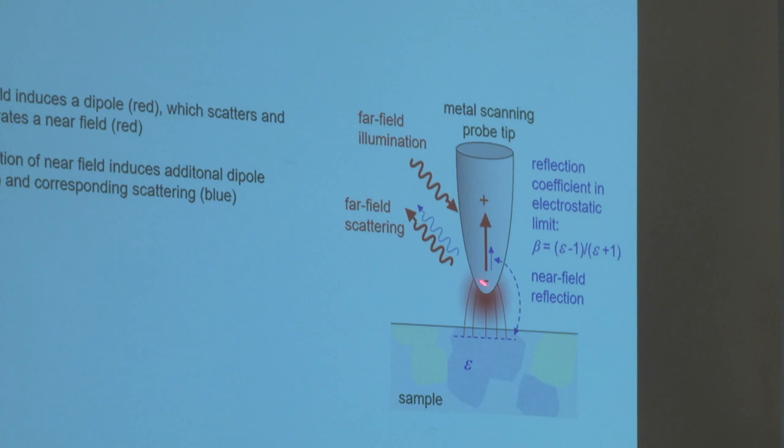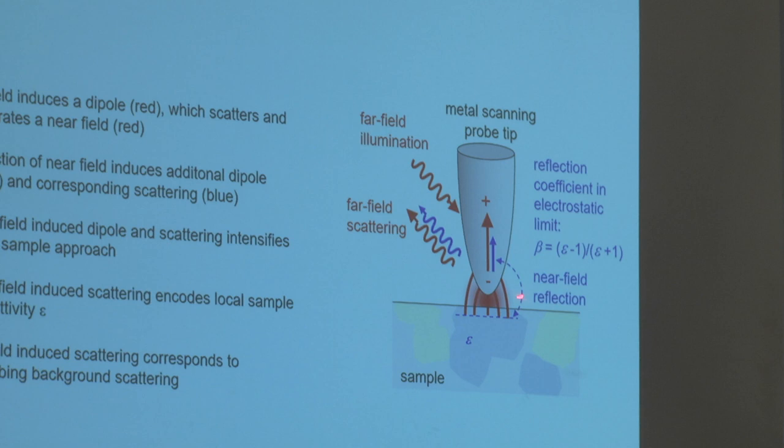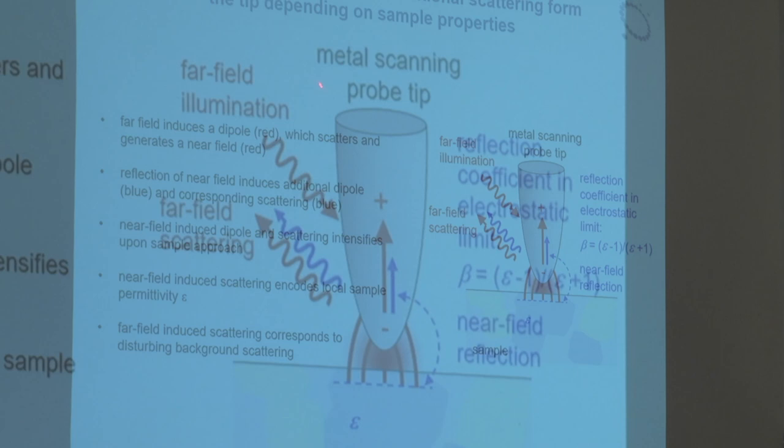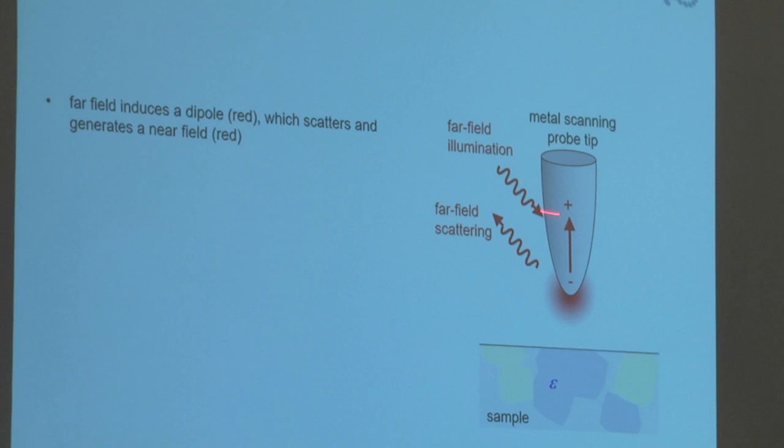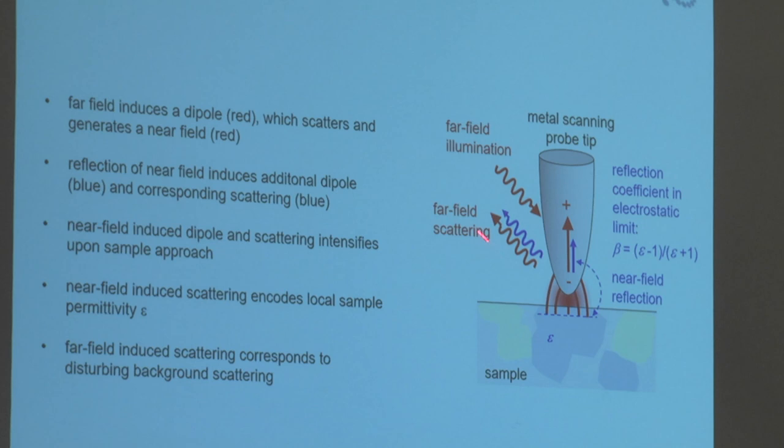And now, if you come closer, of course, more near field is reflected, and the additional polarization intensifies, and we get more scattering. That's why I draw this blue arrow a little bit more intense. Now, we are not interested in the red arrow, because it tells us nothing about the sample. It's just scattering from the tip. I want to detect this blue arrow here, right? And the red one we can consider as background scattering.